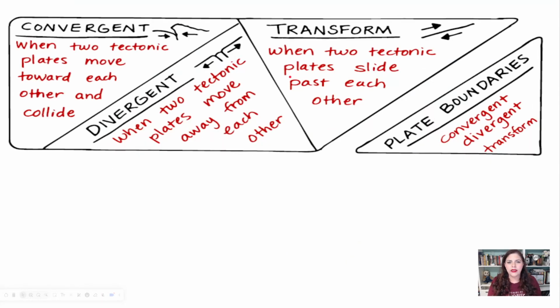These are the three types of plate movements, right? Convergent is when the two plates collide, so convergent: collide or crash. Divergent is when the two plates divide or move away from each other. And then transform is going to be when they slide past each other. Convergent, divergent, and transform are the three ways that they move.